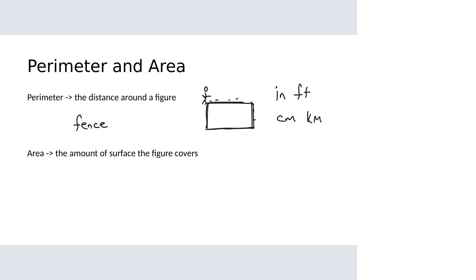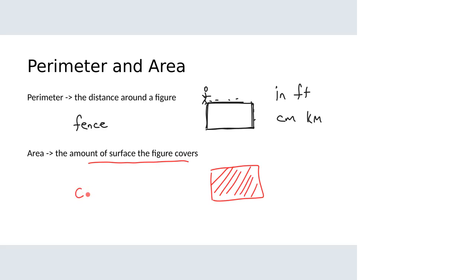When we talk about area, instead of thinking about the straight line distance, now it's how much surface does a figure cover? So if we're talking about our rectangle again, it's how much area does this cover? How much space does it cover up?